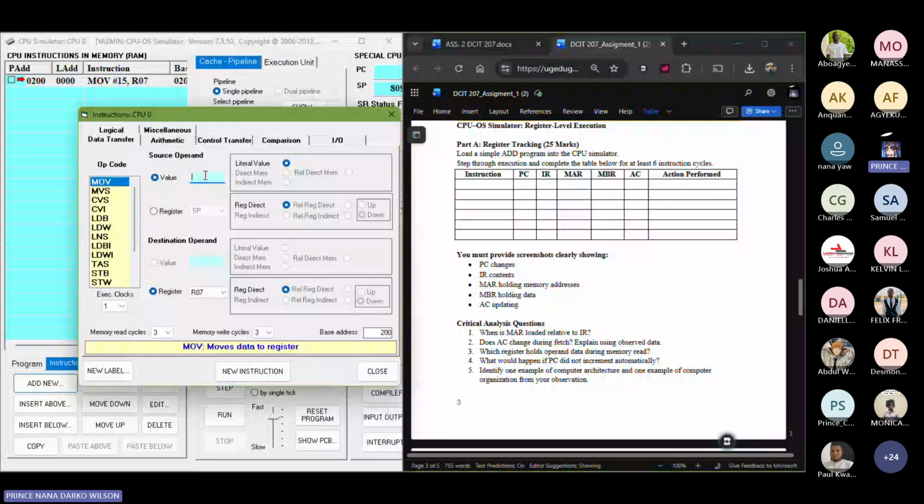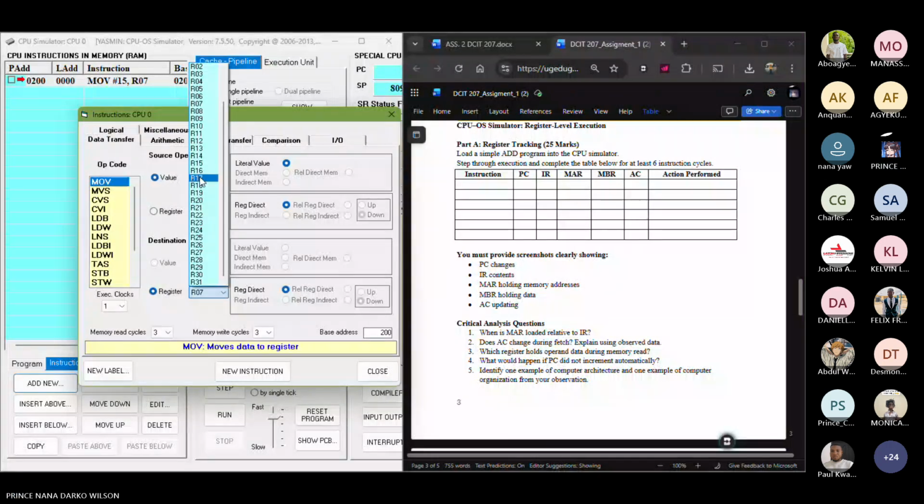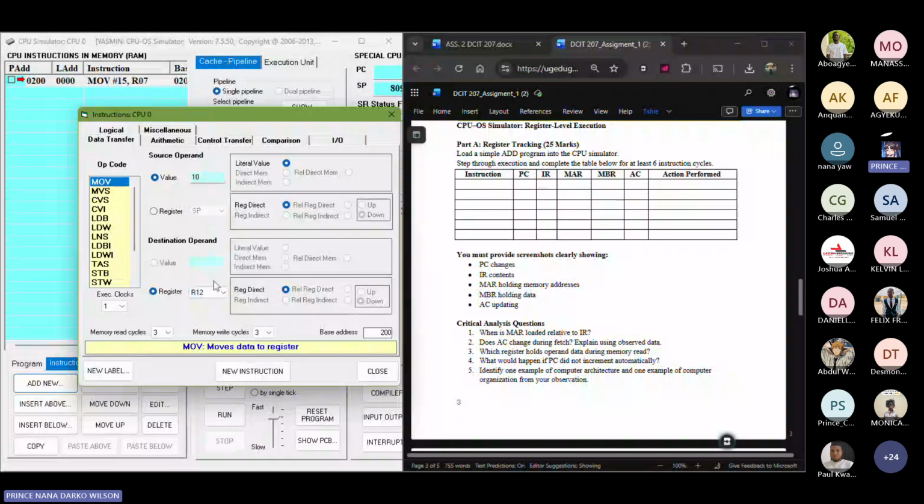We move that to another register, and you realize the way it says destination operand here, that destination is going to be where the end results of whatever you do will be stored. So you start at a certain point, you end somewhere. That's the destination. So currently we are also moving 10 to a register. We use register 7. Let's use maybe register 12. And new instruction. So now I have moved 15 to 7, an immediate data value, and I've moved 10 to 12.